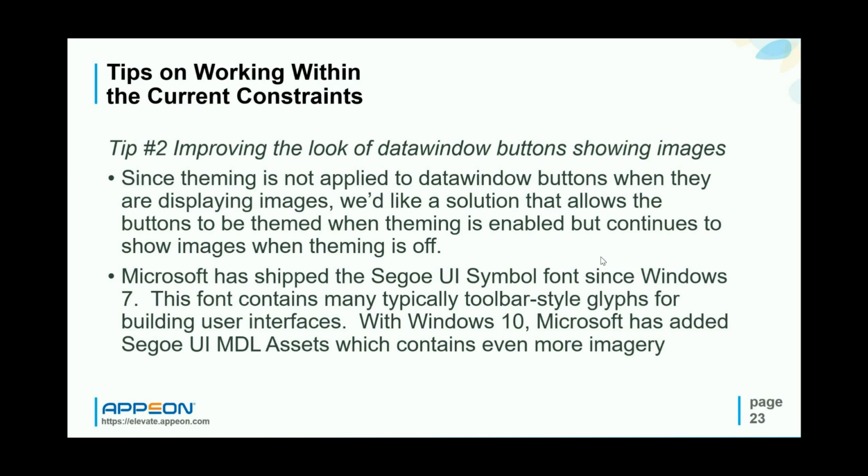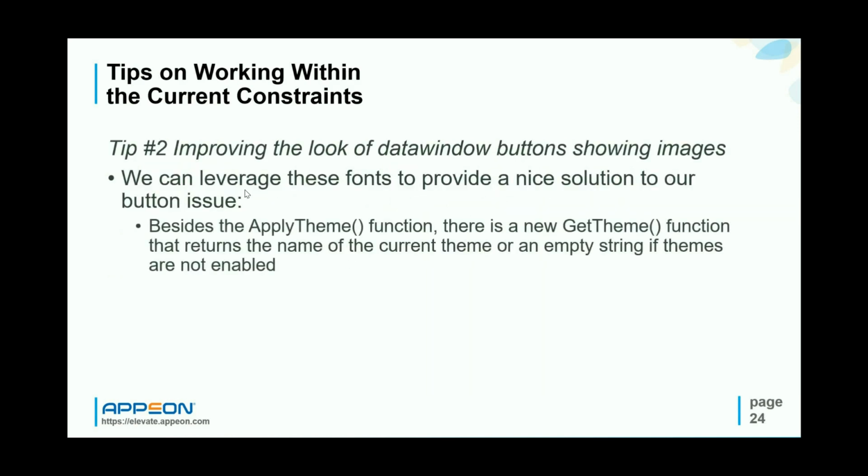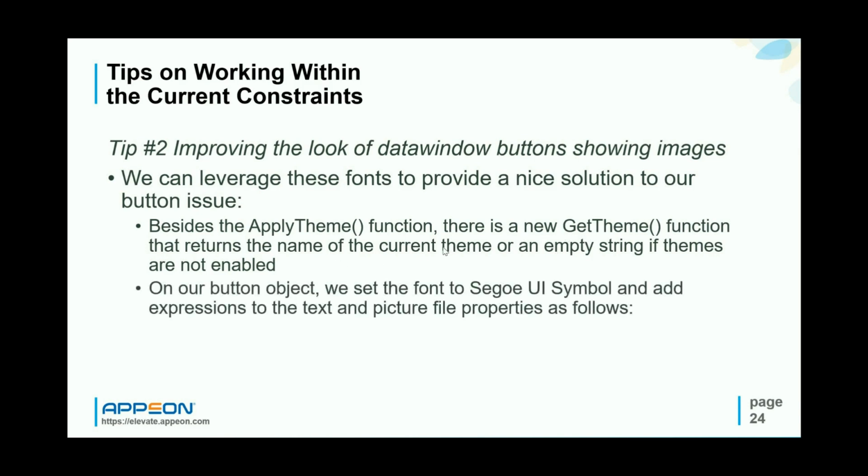The save disk BMP would be replaced by a save glyph from a font. So let's take a quick peek at that. So how do we do this? Besides the apply theme function, there is a new get theme function, which will return the name of the current theme or an empty string if there isn't a theme active. And we can call that get theme function within a data window expression, which basically gives us our solution.